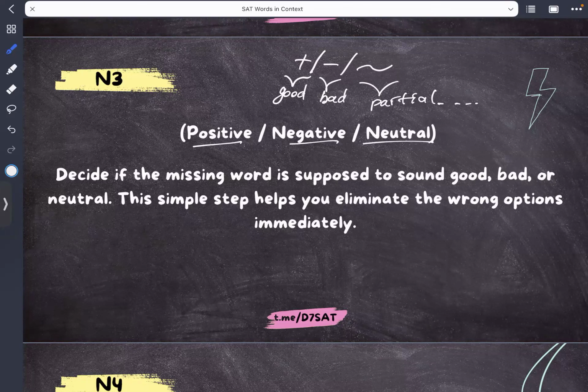So using these ideas, positive, negative, neutral, helps you find the correct answer so quickly. Decide if the missing word is supposed to sound good, bad, or neutral. This simple step helps you eliminate the wrong options immediately.